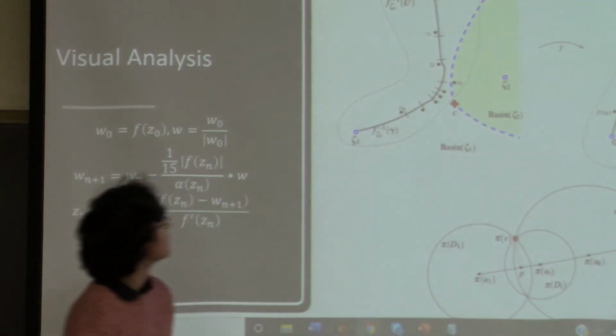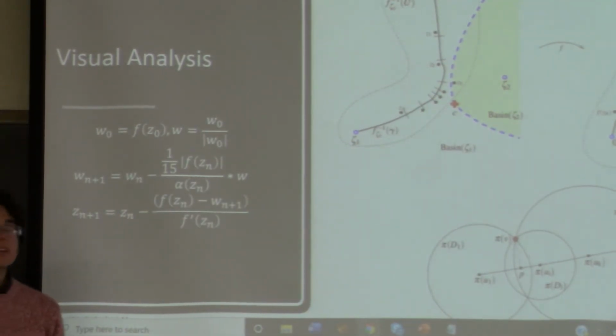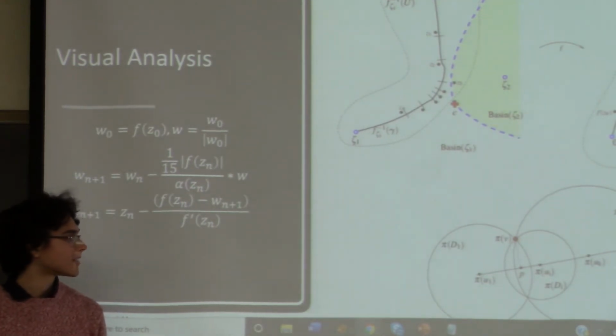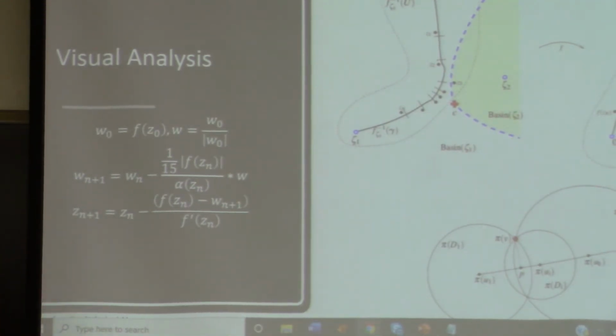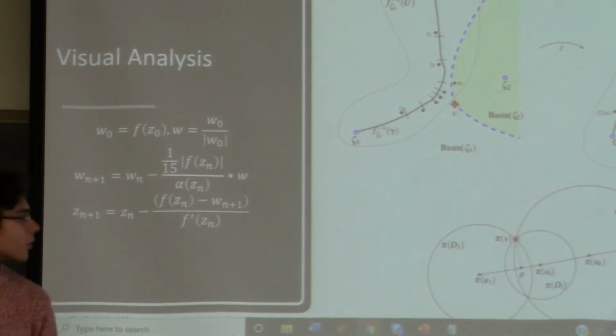Okay. So do you know why it's like 1 over 15? No, I have no idea. I looked at the math and it was just a ton of mathematics for why it was the way it was. I don't know, but I can show you the paper afterwards. Cool.